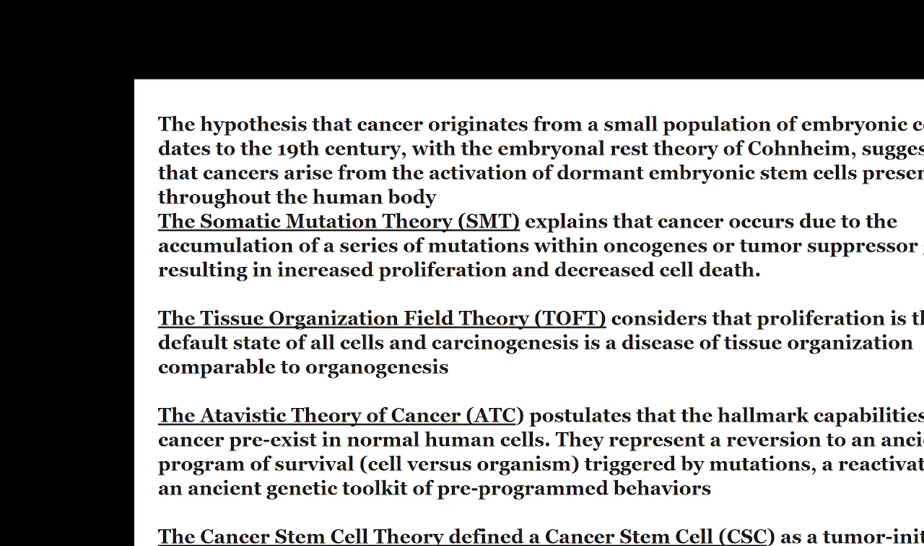The oldest of the theories is the hypothesis that cancer originates from a small population of embryonic cells, the embryonal rest theory of Cohnheim, which was considered very old and still exists. Some of the totipotent cells may remain over there, and they may multiply later on due to some activation. They remain dormant. Of course, in the case of dermoids, this is true.